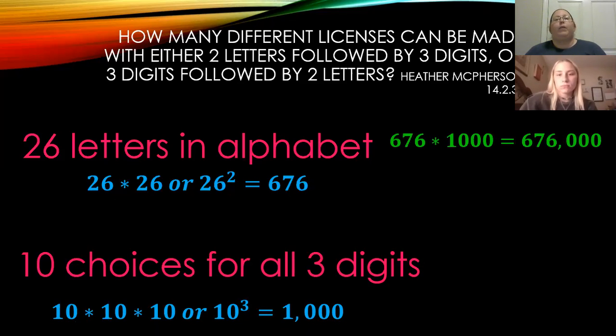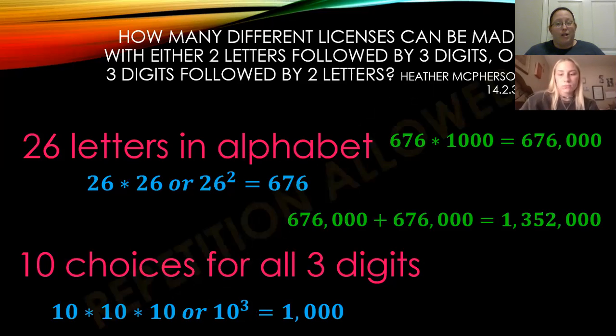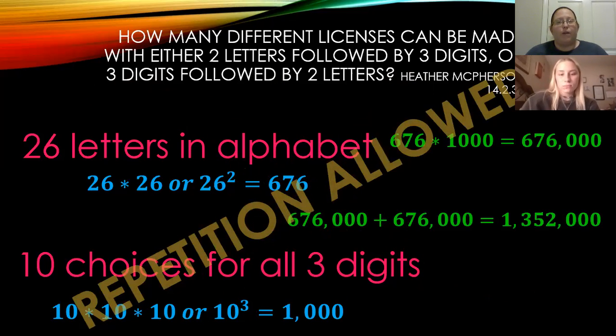Now, that's just looking for 2 letters followed by 3 digits. We also want to look for 3 digits followed by 2 letters. So since they're exactly the same, all you're going to do is add those together, which means there are 1,352,000 possibilities in different license plates as long as repetition is allowed. So since we know when repetition is allowed, Skylar, can you explain to us if repetition is not allowed, how you would figure this out?